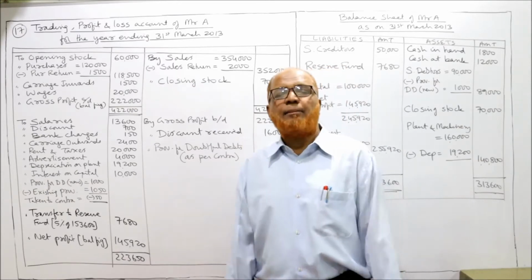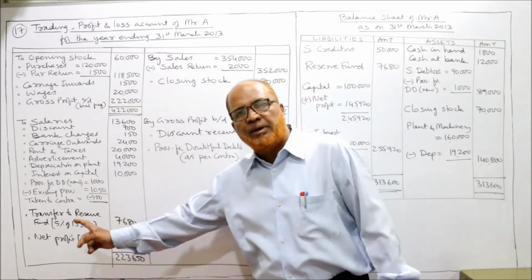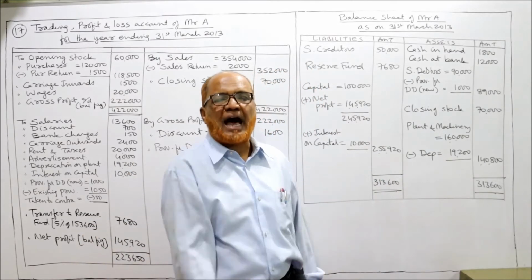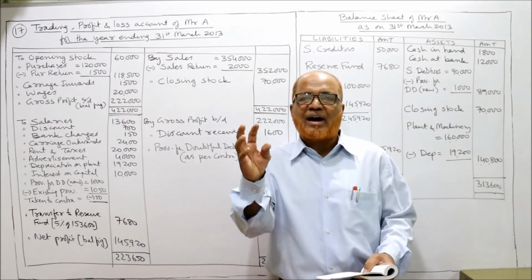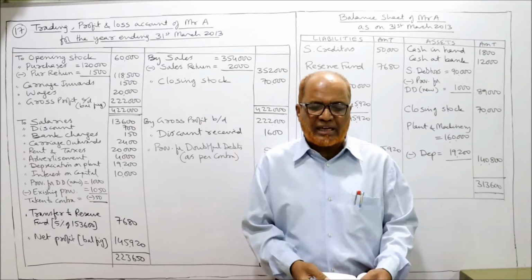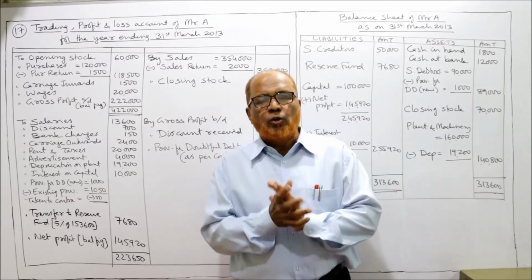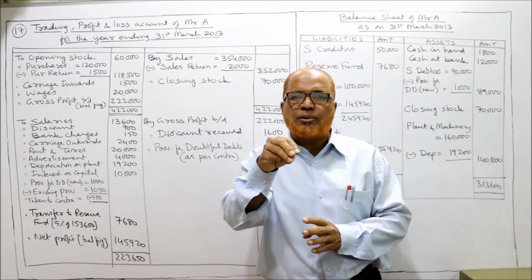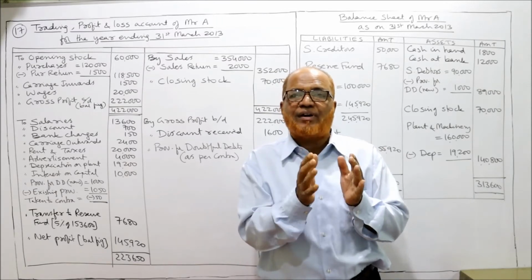Now interest on capital is to be allowed at 10% per annum. So interest on capital will be debited to profit and loss account, and that interest on capital will again be added to capital on the liability side. Last one, 5% of the profit is to be carried to reserve fund. This is a completely new point, first time we are coming across. 5% of the net profit will be transferred to reserve fund.